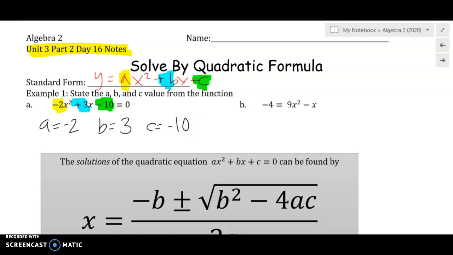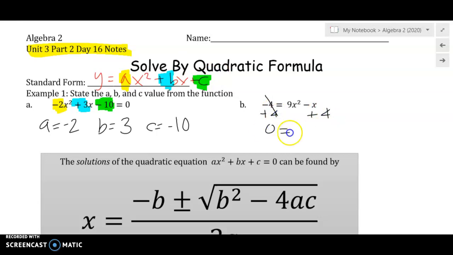That's all we're doing, just labeling those. You can see how I color coordinated those. Yellow is for a, blue is for b, and green is for the c value. And then I just wrote them out. The next one looks a little bit different. The reason is that it's not equal to 0. So let's set it equal to 0 by adding 4 to the other side.